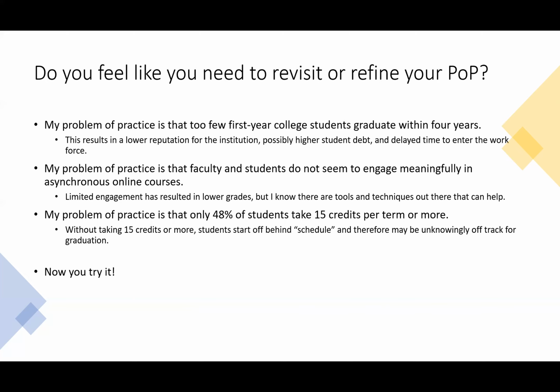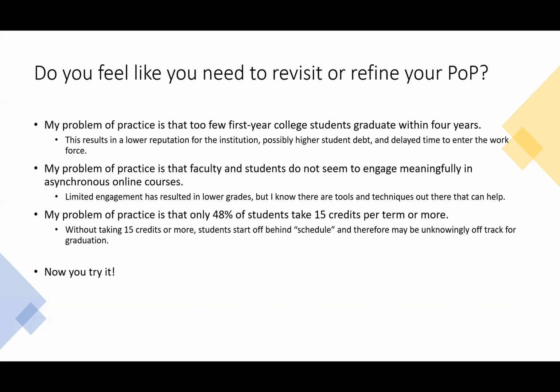So again, my second problem of practice is about that meaningful engagement online. Limited engagement can result in lower grades, but I also know that there are solutions, right? There are tools, techniques, pedagogy that can be implemented in classes, professional development that faculty can partake in. So there are solutions there. And my problem of practice is only 48% of students take 15 credits or more per term. That again can delay graduation. You can see those results or similar outcomes from my first problem of practice, but they also begin off behind schedule and they might not even know it, right?